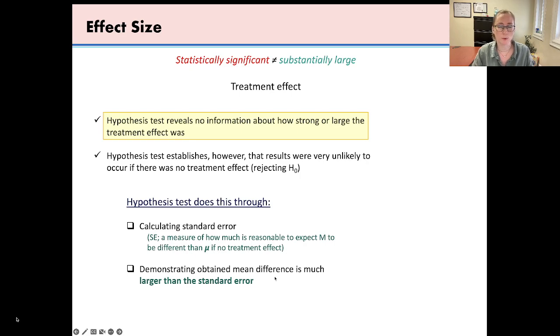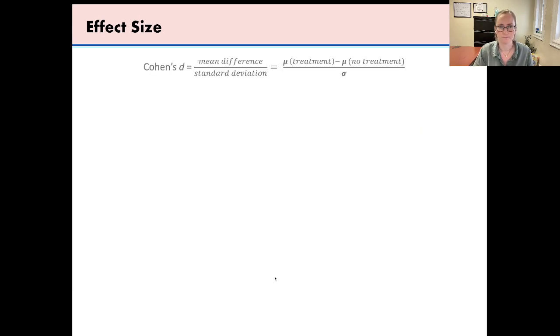So if we do want information about the treatment effect, this is what we can do: a calculation that gives us the effect size, the treatment effect size of whatever it was you were doing. It's called Cohen's d, and it's a ratio of the mean difference, treated versus not treated, over the standard deviation of the population.